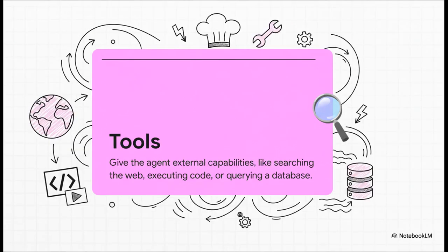Now for the part that honestly brings the whole thing to life, the tools. In our kitchen analogy, these are specialized appliances. A tool could be Google Search for getting real-time info, or a code executor for doing math. This is how the agent breaks out of its little box and actually interacts with the real world to get things done. It's a game changer.